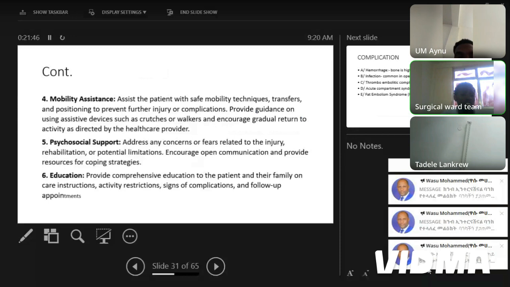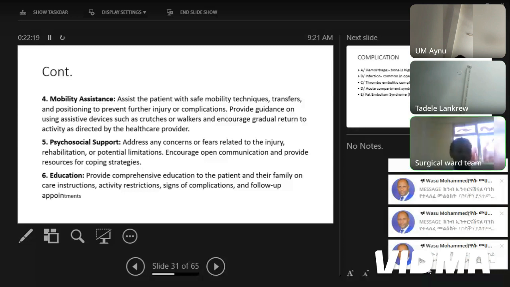Assist the patient with safe mobility techniques, because when he moves, it may cause a re-fracture. So safe mobility is very important for a fractured person. Transfer and position to prevent further injury and complications. Patient transfer and positioning is very important to prevent what? Further injury and complications. Provide guidance on using assistive devices such as crutches or walkers, and encourage gradual return to activity as directed by healthcare providers.